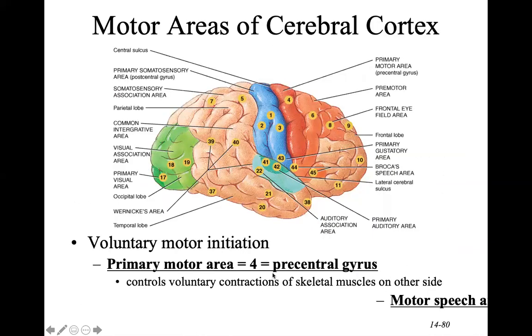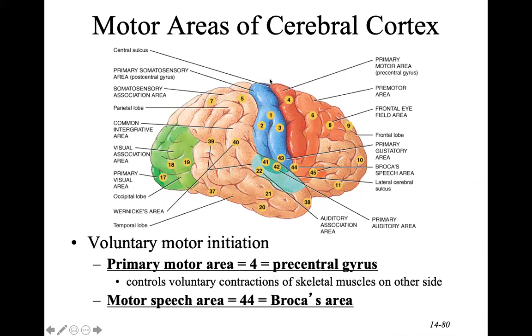Okay, now let's look at the motor side. So here's the central sulcus. Number 4 is the pre-central gyrus. That's your primary motor area. That's where all of your initial voluntary muscle contraction starts. Number 44, predominantly on the left side of the brain, is called Broca's area. That is your motor speech area.